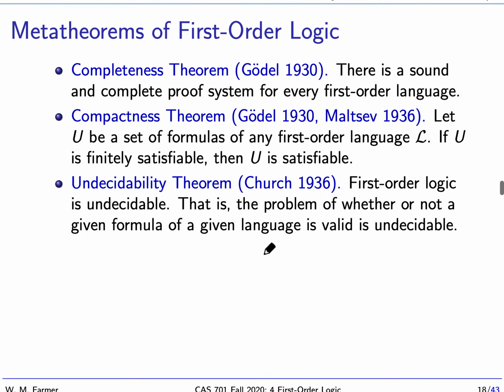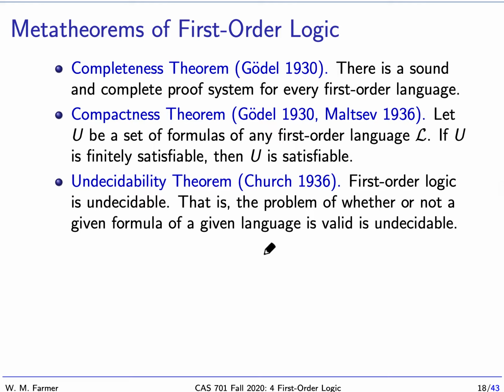Okay, so there are some important metatheorems that we're going to state. Remember, in first-order logic, we have these formulas, and later we'll see how you can prove formulas. We'll call those theorems of first-order logic. These are metatheorems. These are theorems about first-order logic. So the first one, the completeness theorem, due to Gödel, 1930. That's when his basic paper was written, but I think he actually proved it a year before that. This theorem says there is a sound and complete proof system for every first-order language.